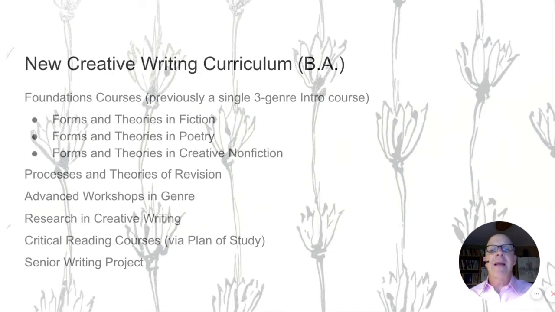Students also create a plan of study that weaves in critical reading courses from both the creative writing department and our companion English department, chosen to particularly support their interests and the genres in which they're writing.